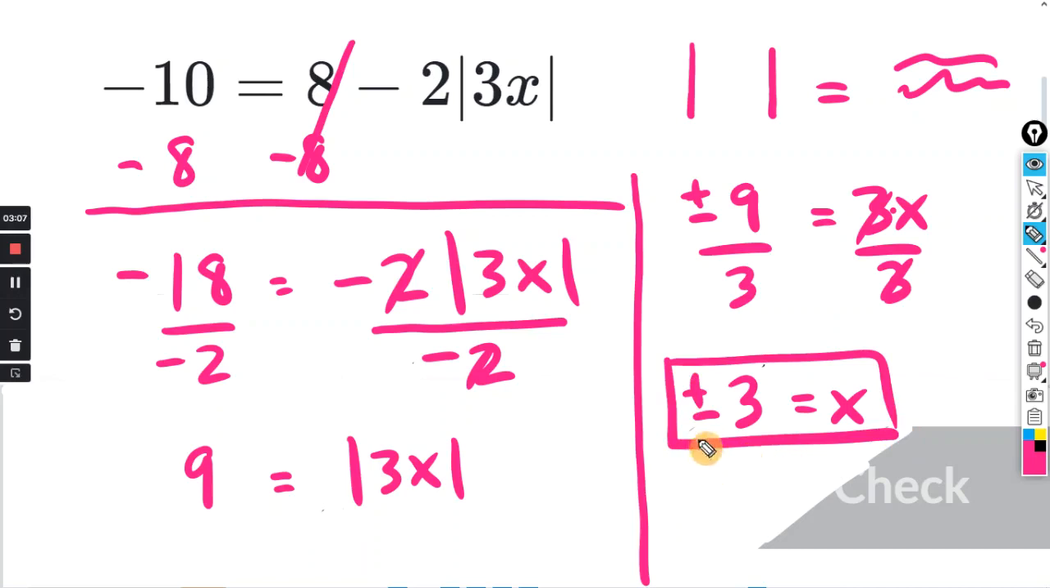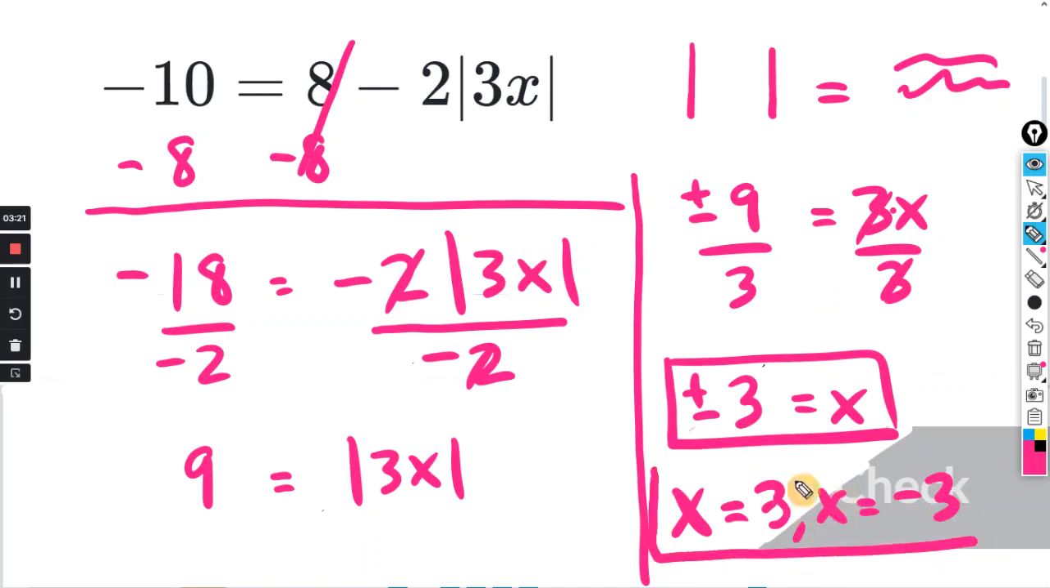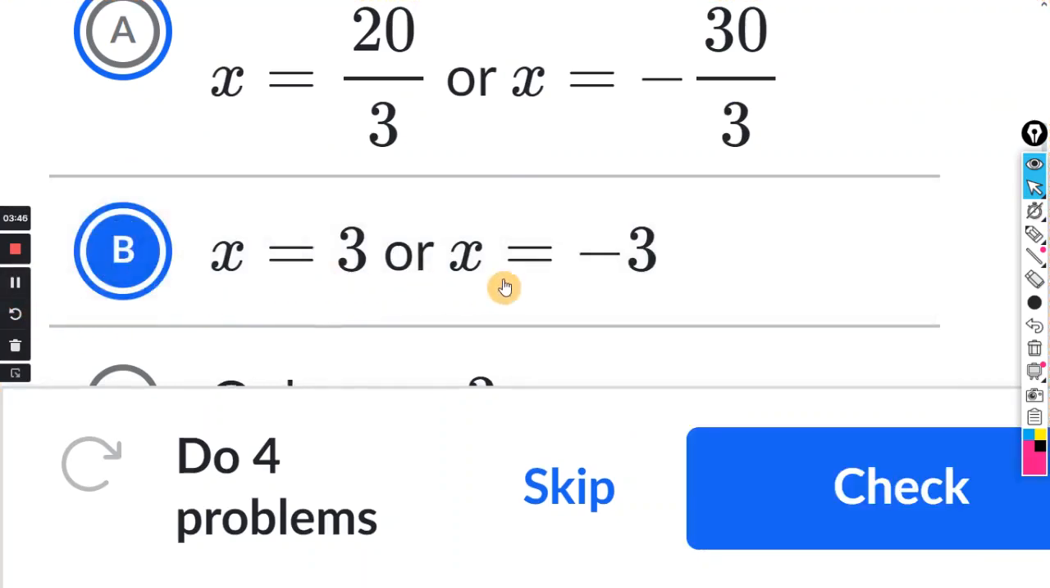If you want, we can say that x equals 3, and also x equals negative 3. That's probably how it will be listed in the choices, but same thing. When I divided plus minus 9 by the 3, 9 divided by 3 is 3, but you still have the plus minus. So there's really two solutions, 3 and negative 3, because the absolute value will make this negative 9 into a positive 9. Answer B, 3 or negative 3.